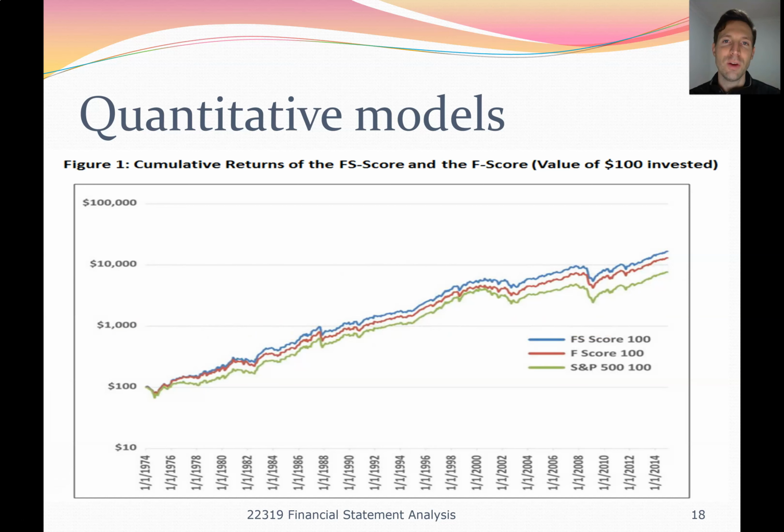And if you invest in firms that have a higher F score from 1974 up to 2014, the companies in blue, that's the returns of high FS score, which is similar to the F score. Red is the F score, and green is just the biggest 500 companies in America. You can see by implementing this model and only investing in higher quality companies that have higher quality accounting, it generates significantly higher returns for those investors.